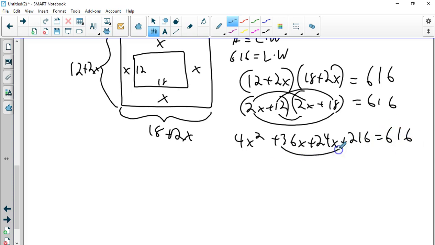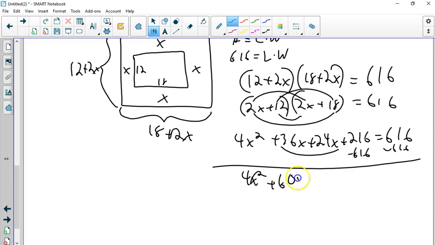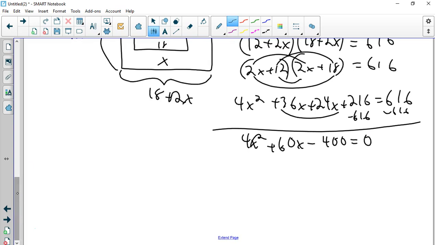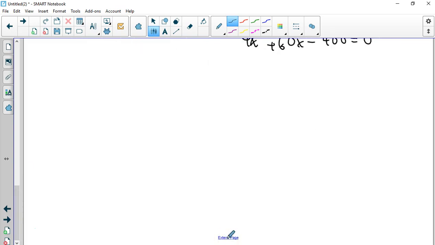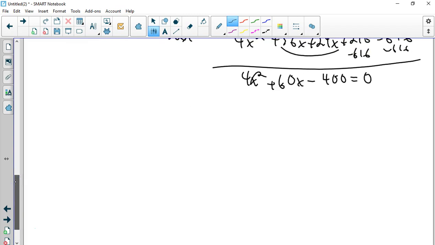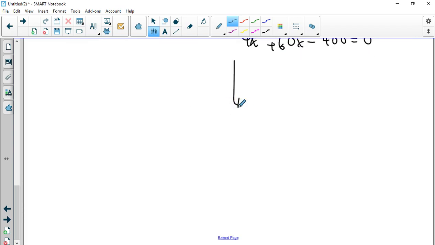Now I'm going to do two things at once. I'm going to combine these two, and I'm going to subtract 616. That's going to give me 4x squared plus 60x minus 400 equals 0. Now, before I try to factor this bad boy, I want to make my life much easier by taking out the GCF. We always want to try to do that. And 4 goes into all these numbers.